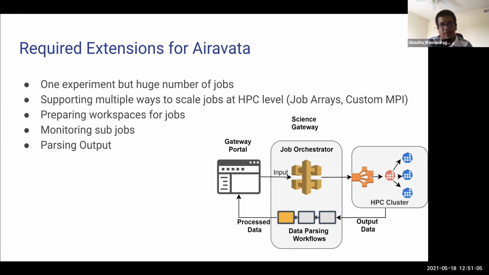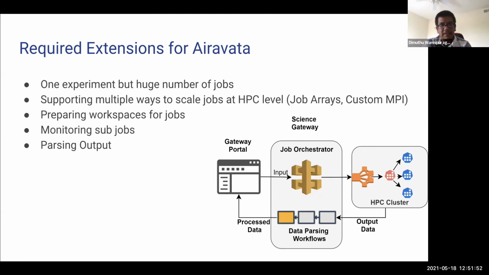And because we were working on all the Slurm-based schedulers for this particular one, the two approaches we had were to use job arrays, which we used in Jetstream, and in Stampede 2, we use a custom node binding mechanism based on MPI. And then the other challenge was how to prepare the workspaces for these jobs on the cluster side. Basically, how to create the folder structure for the jobs, how to place the inputs over there, how to get the outputs from there, and where to write the standard outs of the jobs. Preparing workspaces was also another extension we had to work on.